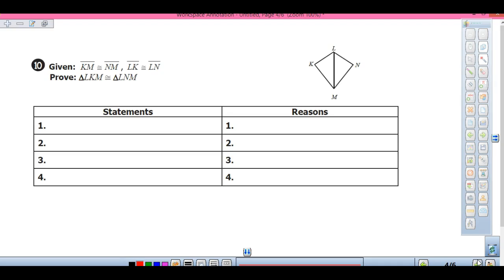Okay, so flip your page. Only 4 steps to this one, so this one should be a little quicker. What are we supposed to start with? Givens. KM is congruent to NM. LK is congruent to LN. Both given. Mark your diagram. KM, MN, KL, and LN. What else can I say? LM is congruent to LM. Why? Reflexive, yes.